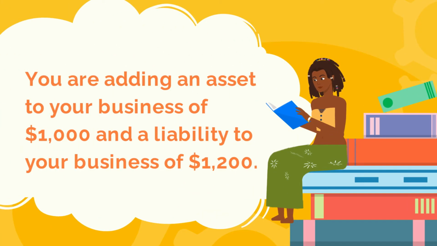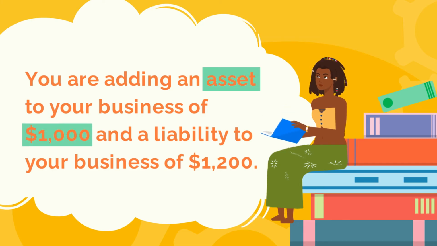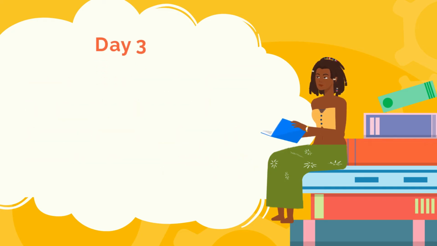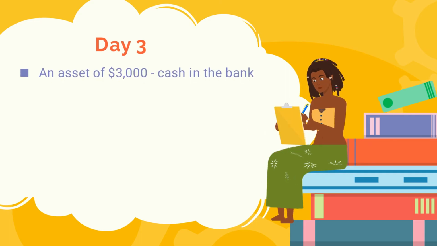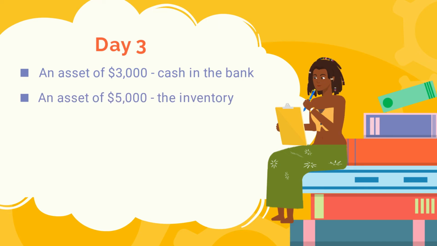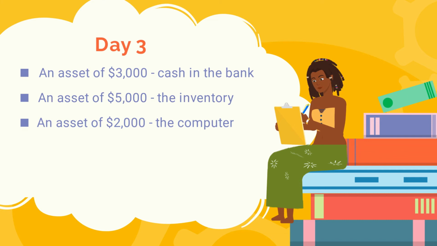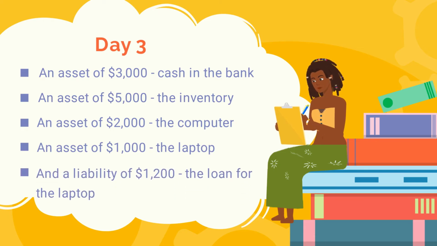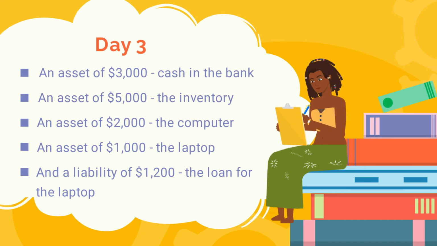What this means is that you're adding an asset to your business of $1,000 and a liability to your business of $1,200. Assuming you do this on day 3, what you now have is an asset of $3,000, which is the cash remaining in the bank account, an asset of $5,000, which is the inventory you purchased, an asset of $2,000, which is the computer you purchased, an asset of $1,000, which is the laptop, and a liability of $1,200, which is the loan, including interest, for the laptop.